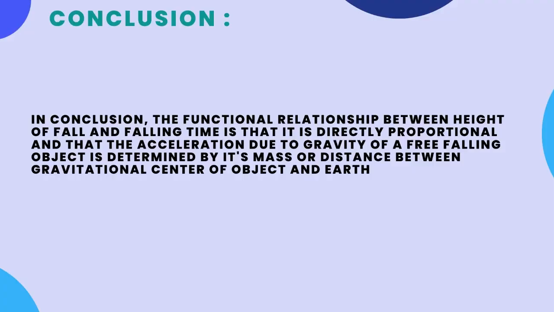In conclusion, the functional relationship between height of fall and falling time is that it is directly proportional, and that the acceleration due to gravity of a free falling object is determined by its mass or distance between gravitational center of object and Earth.